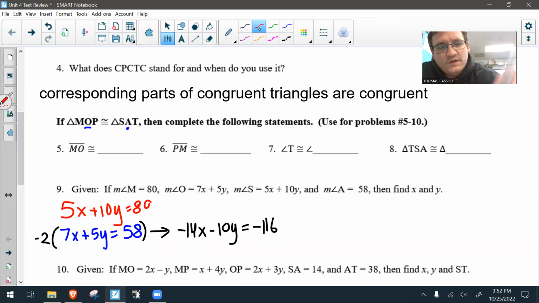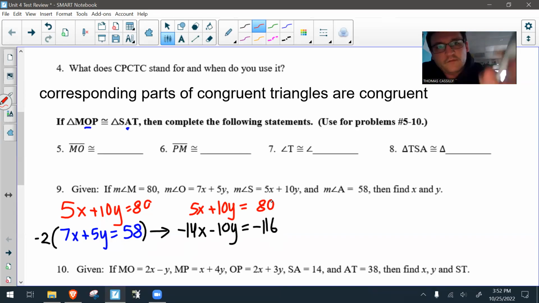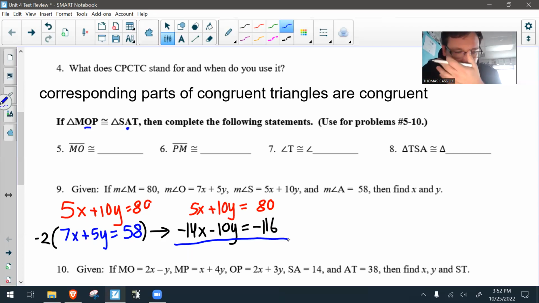All right, the top equation did not change at all. 5x plus 10y is going to equal 80. And my lights went off. All right. Set them straight down. The x's cancel. I'm sorry, the y's cancel. The x's don't, though. So we're going to have negative 9x. All right, that's going to equal negative 116 plus 80.